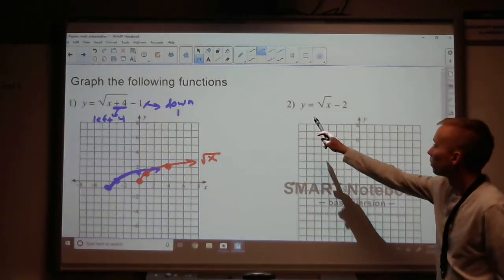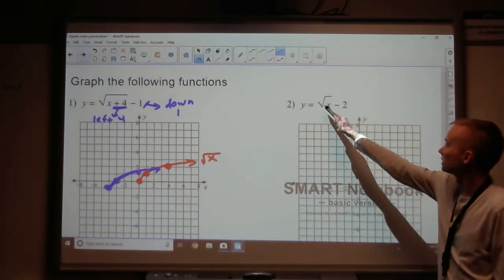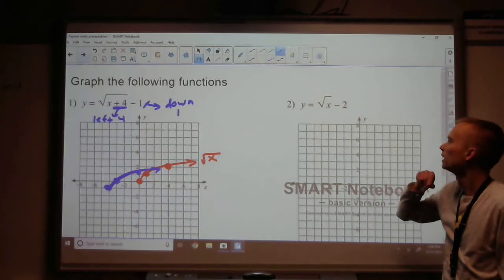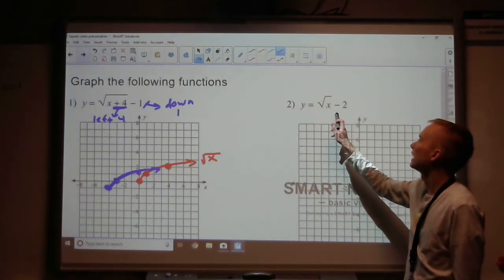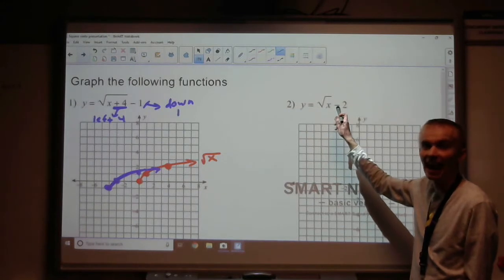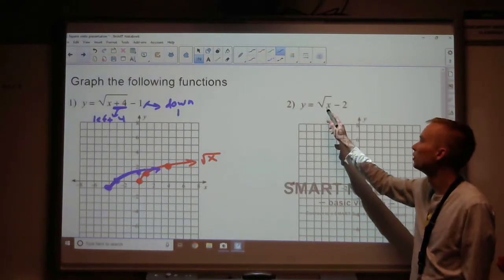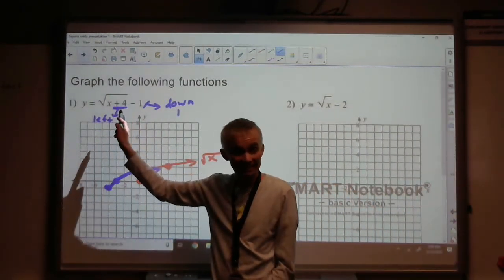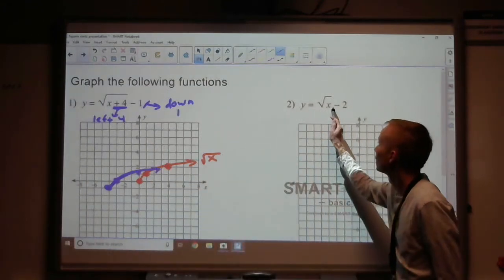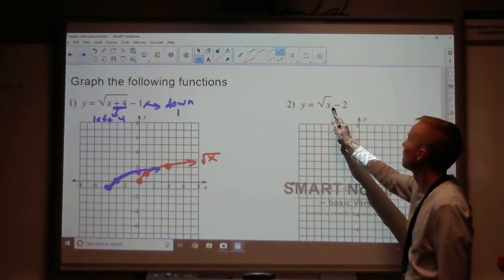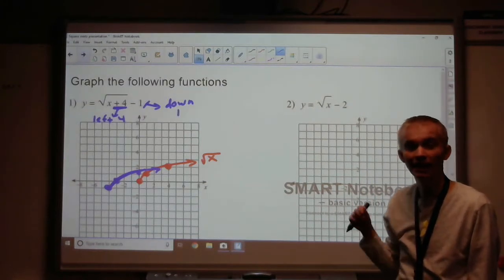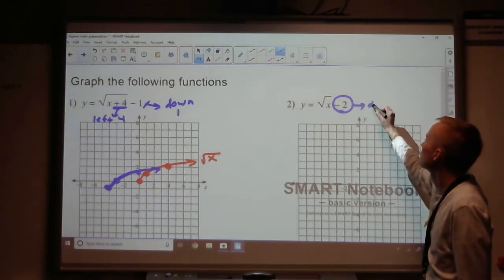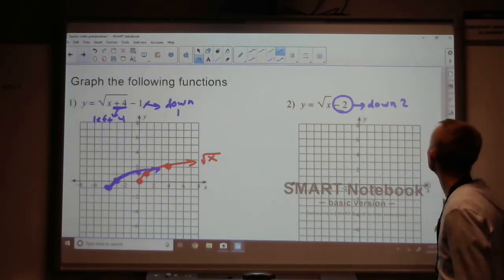So the graph I have is y equals the square root of x minus 2. Notice there is nothing inside the square root with the x. On the previous one, we had a 4 inside the square root with the x. In this one, there's nothing in there. So this tells me I'm not going to move to the left or right at all. But this minus 2 means I'm going to be going down 2.